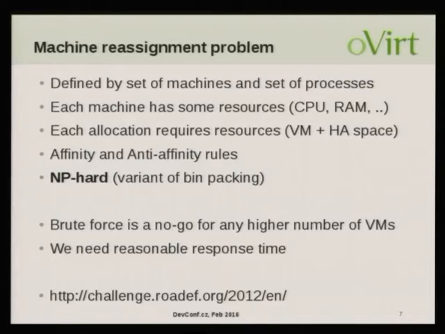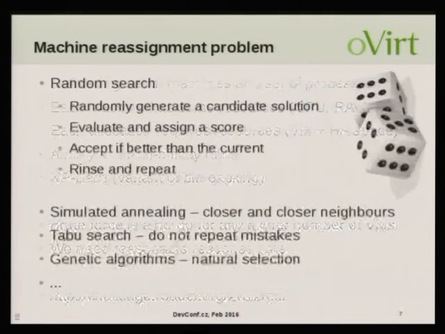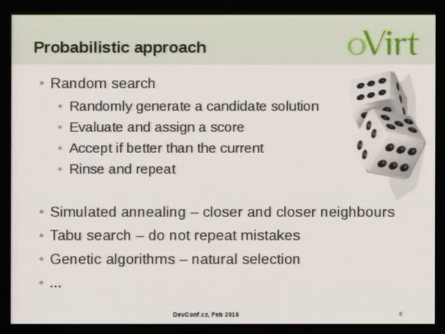We took a look at a competition where some teams were competing in this exact problem. There's the link to it. In 2012, one of our Red Hat teams from the JBoss project actually competed there with their solution. And their solution uses a probabilistic approach. This basically means we are not trying to compute what is the right assignment. We are randomly creating assignments and then computing a score. So we throw a dice and we spread the VMs across the hosts.